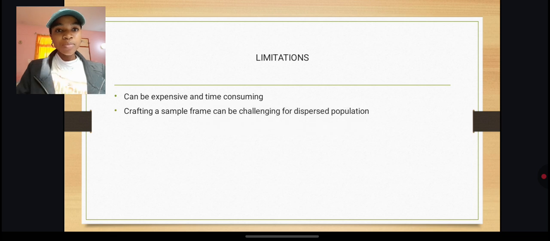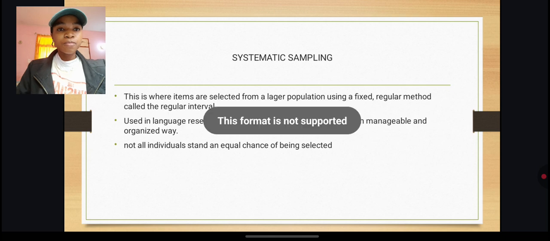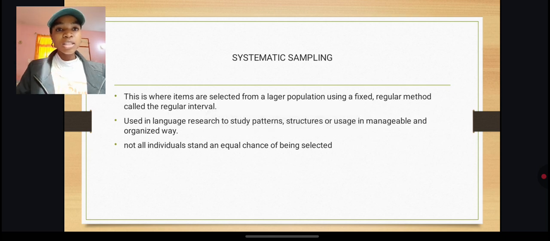Limitation: it can be expensive and time-consuming. Crafting a sampling frame can be challenging for a dispersed population. Systematic sampling: this is where items are selected from a larger population using a fixed regular method called the regular interval, used in language research to study patterns, structures, or usage in a manageable and organized way. Not all individuals stand an equal chance of being selected.